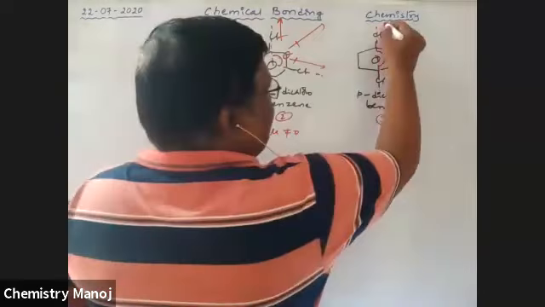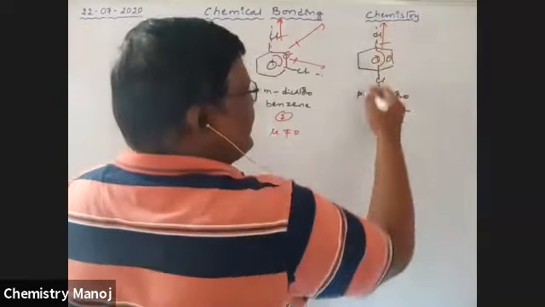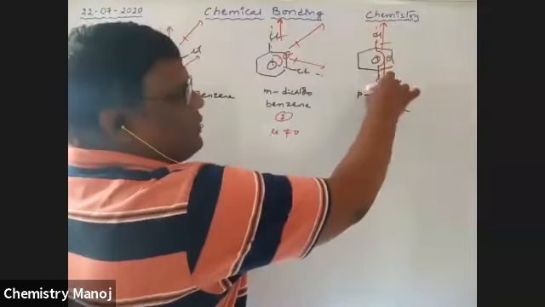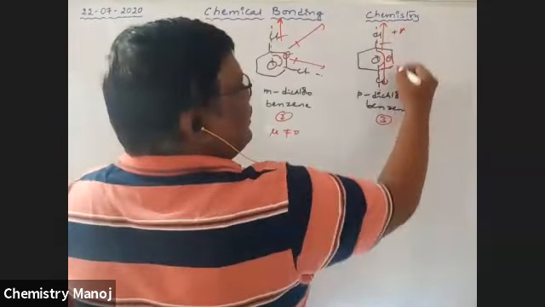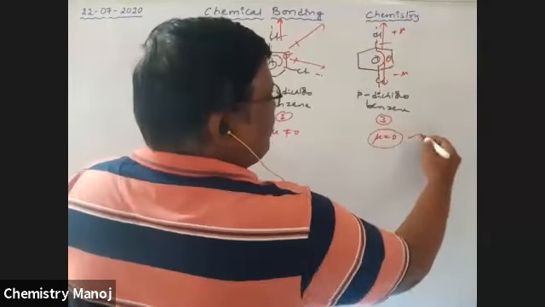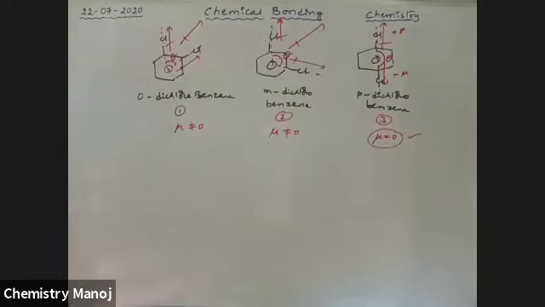But here, this is the direction of dipole moment of the C-Cl bonds, and this is the direction of the other dipole moment, exactly opposite, and both are equal. So this is a plus mu, this is a minus mu. Therefore, mu is equal to 0.